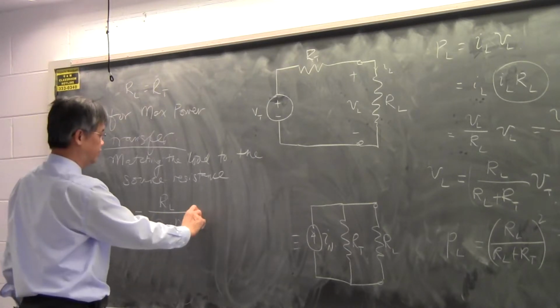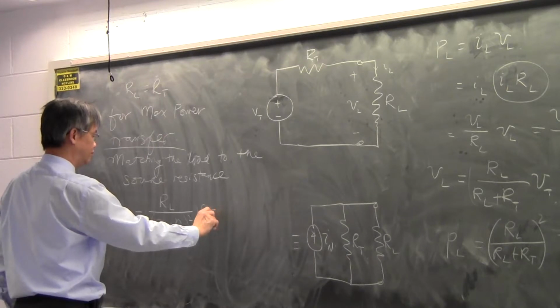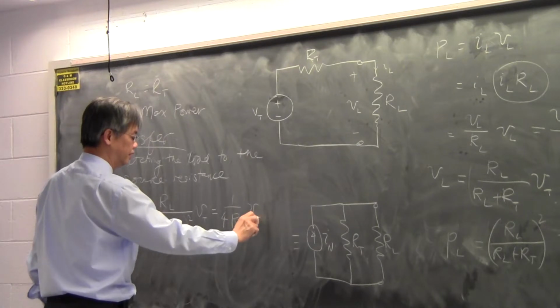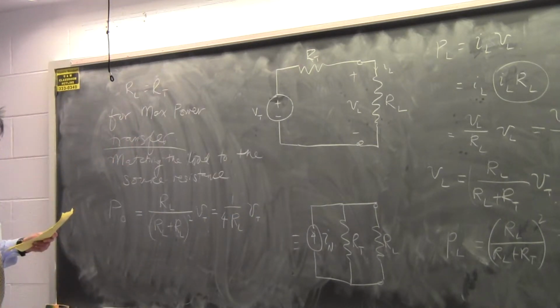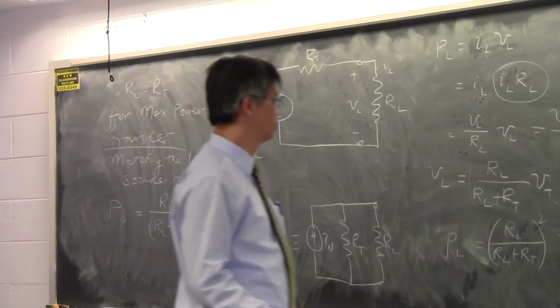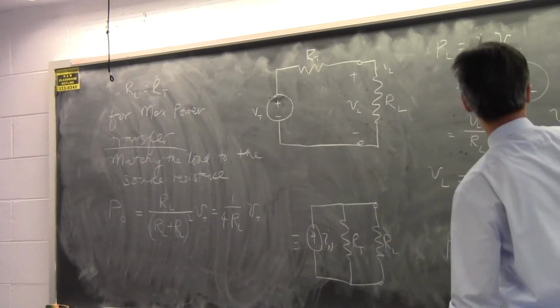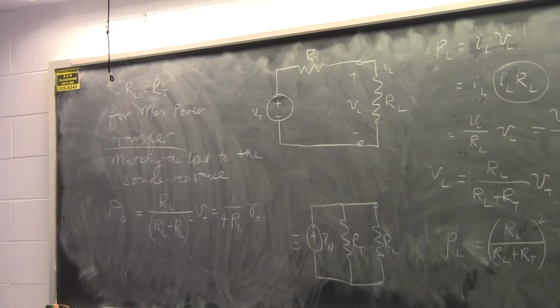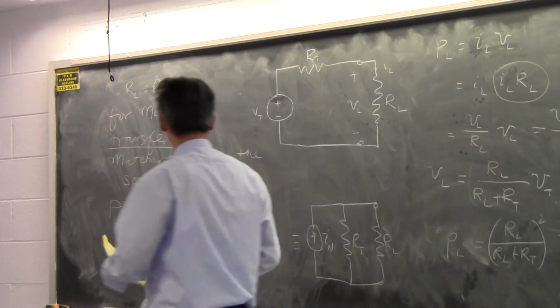Square Vt. Okay, and this is equal to 1 over 4 RL Vt. Is it Vt squared? Yeah, there should be a square here. I'm sorry about that. There should be a square here, and there should be a square here, and a square here, a square here, and a square here. Okay? Fortunately, it's just a constant.